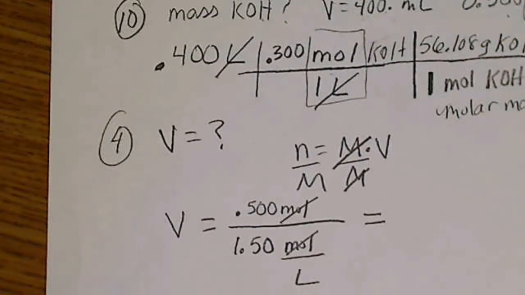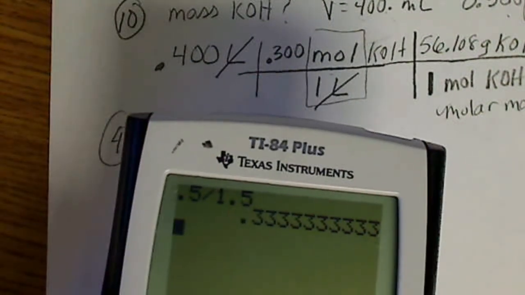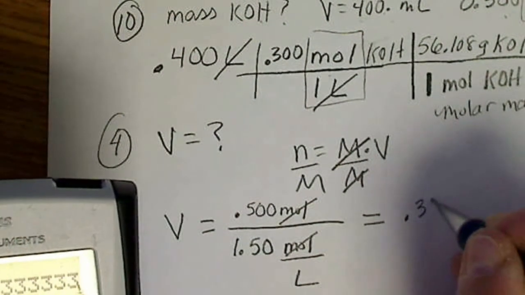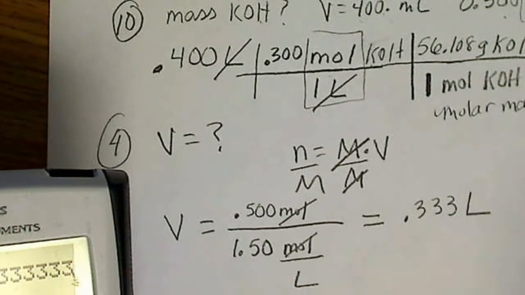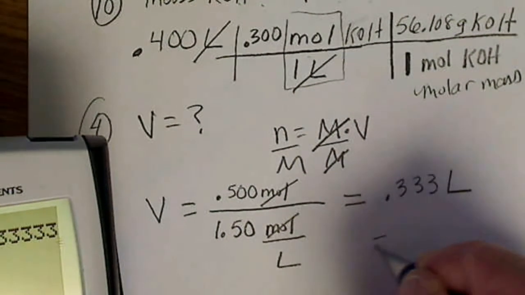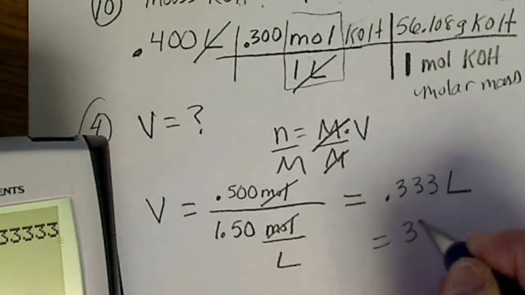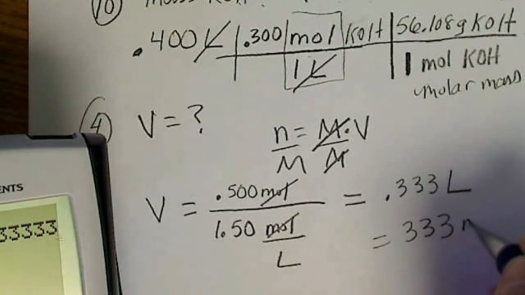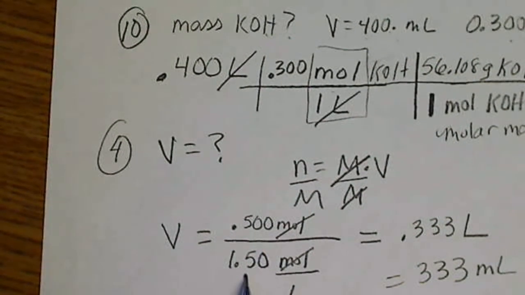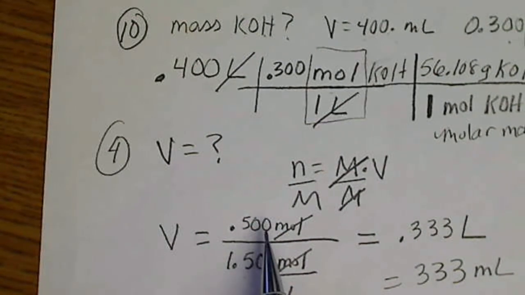If we take 0.5 and divide it by 1.5, we're going to get 0.33333. So this would be 0.333 liters. And if we were making this in the lab, we would probably convert that back to milliliters. So 333 milliliters of a 1.5 molar solution would be the amount required so that we had 0.5 moles.